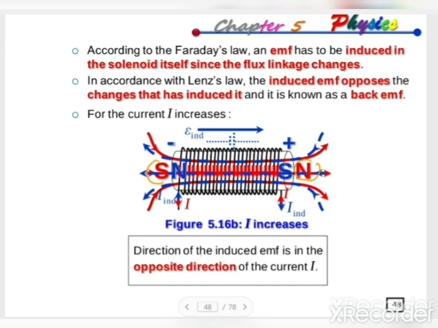which is presented in blue color. So this end will be a south pole and this end is the north pole. Therefore, we know that the direction of the induced current is actually in the opposite direction to the initial current. So we can conclude that the direction of the induced EMF is in the opposite direction of the current I.